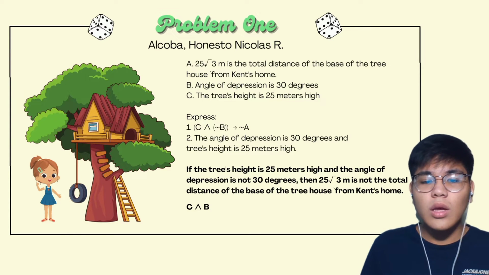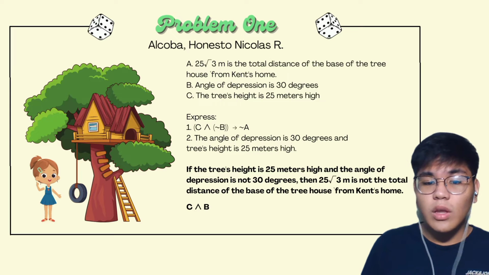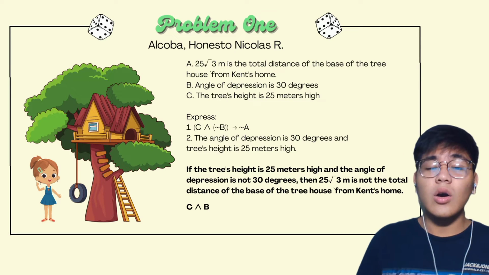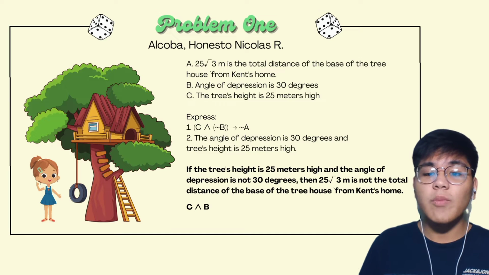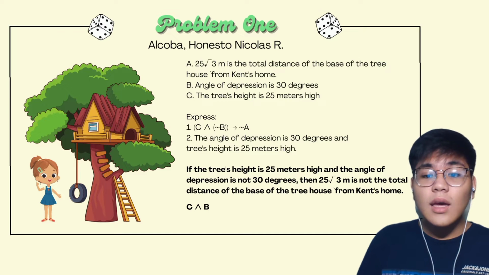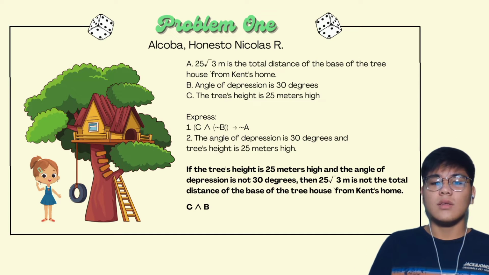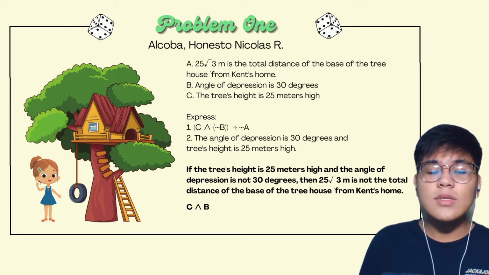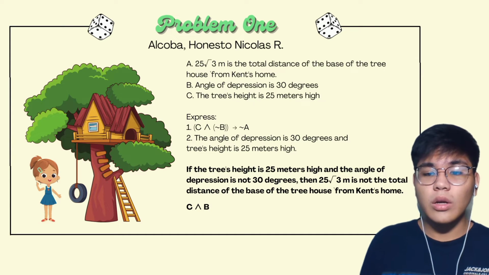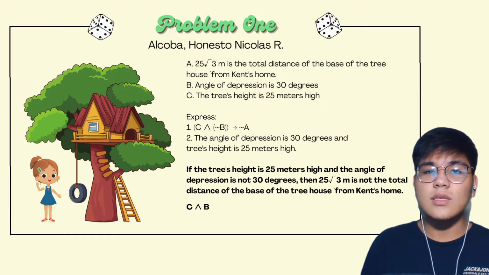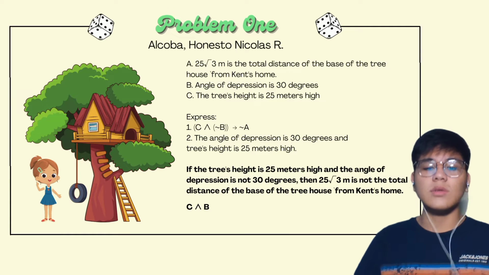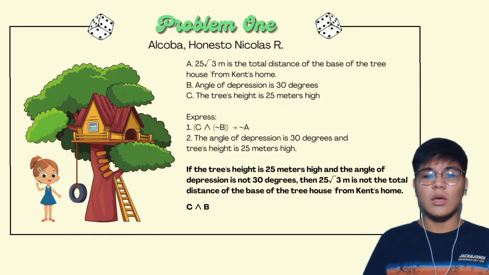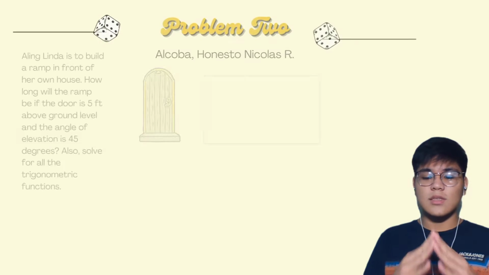So for the second one, words are given and we need to solve for the given expression or symbols. The angle of depression is 30 degrees and the tree's height is 25 meters high. So for that statement, we used C and B, and our logical operator is AND. And AND is symbol like this. So the correct answer here is C and B with the use of this symbol. Next.